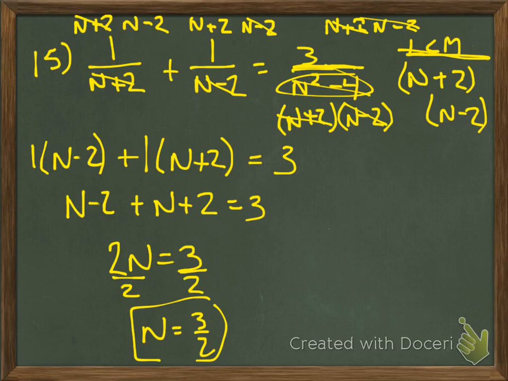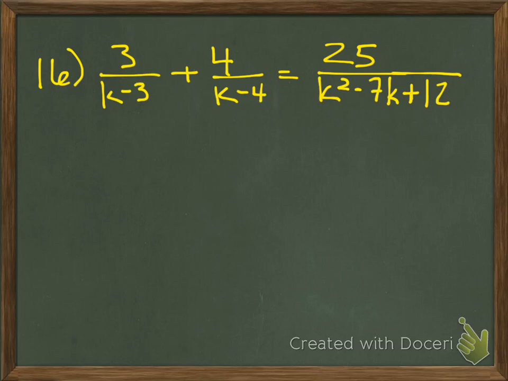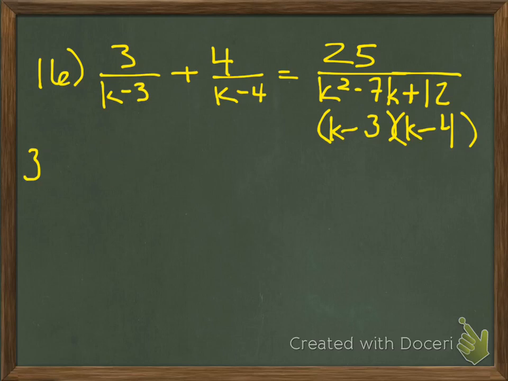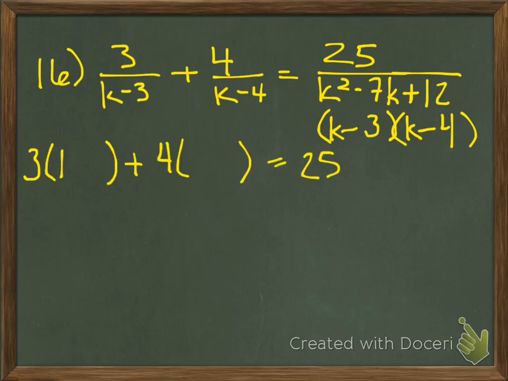Alright, so let's look at our final problem. I'm getting tired anyway. Okay, so here you need to factor. You've got k minus, minus, plus is minus, minus, and notice that it's k minus 3 and k minus 4, which is the same as the other two. So my least common multiple is k minus 3, k minus 4. The k minus 3's would cancel out, leaving me k minus 4. The k minus 4's would cancel out, leaving me k minus 3.